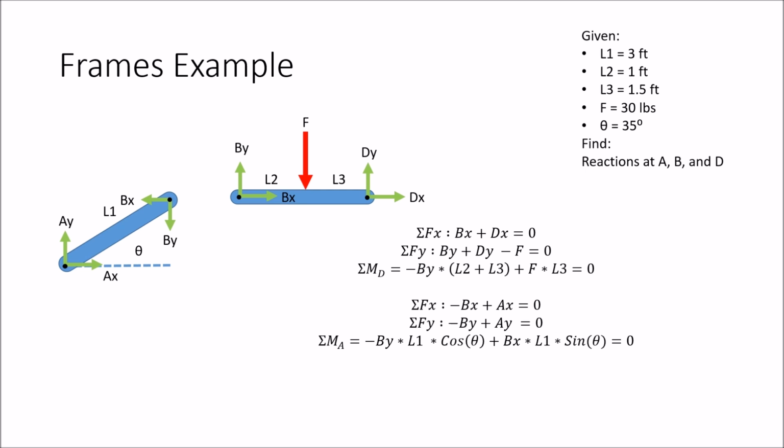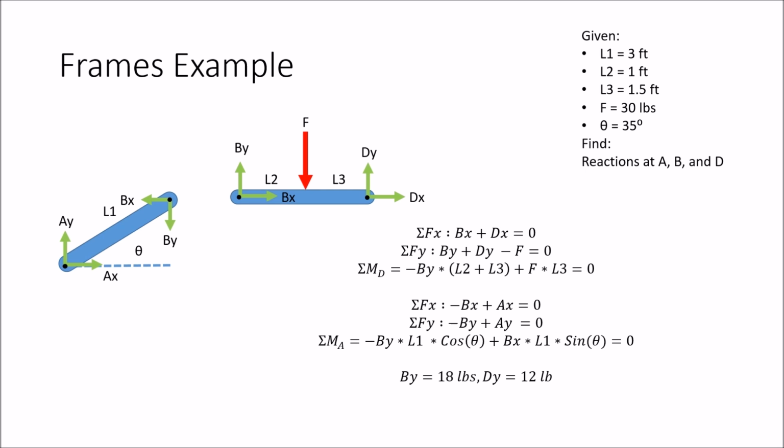I would first look for the equation with the least number of unknowns. This should be obvious as the moment at point D from the first set of equations, because it only has BY as an unknown. That means that I can solve for BY and then DY in the first set of equations. After finding BY and DY, I notice that I can't find anything else in this first free body diagram. So I'll transfer what I do know over to the second set of equations.